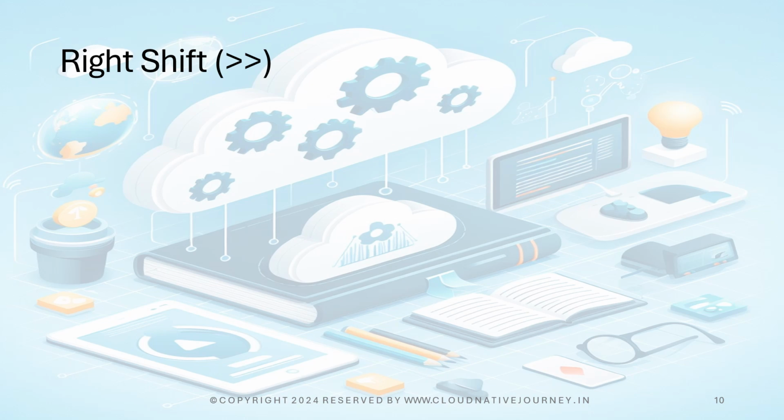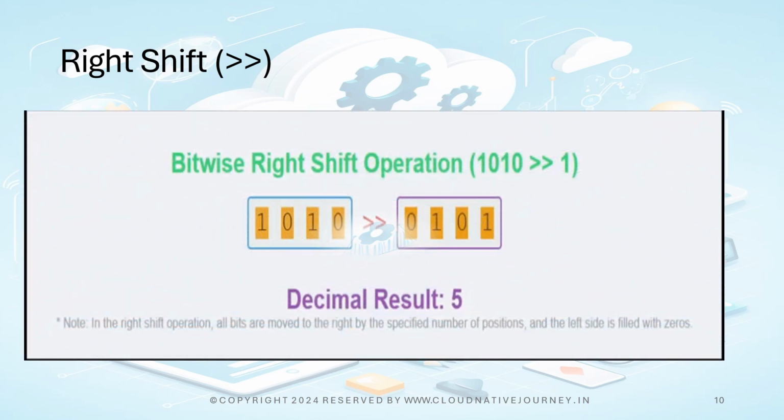And the next is the right shift operator. This operator moves bits to the right side, essentially dividing the number by 2. For 1010, if we are right shifting by 1, the result would be 0101, which is 5 in decimal.